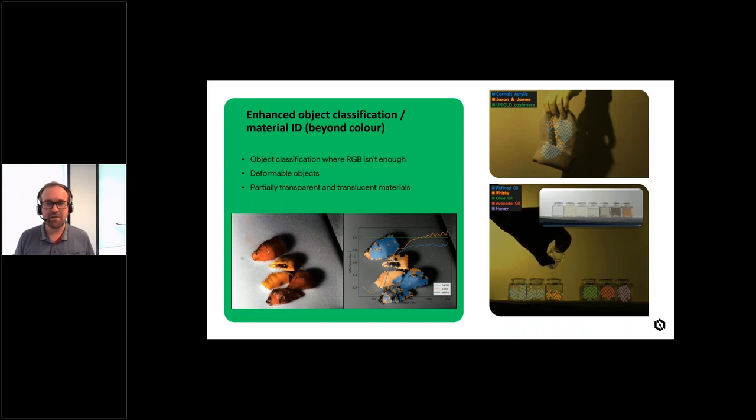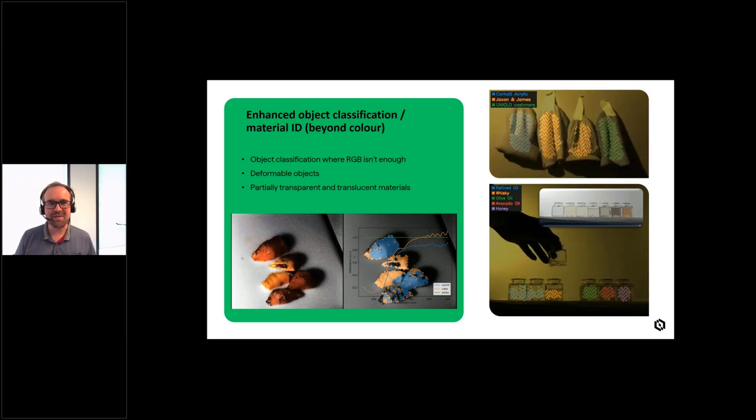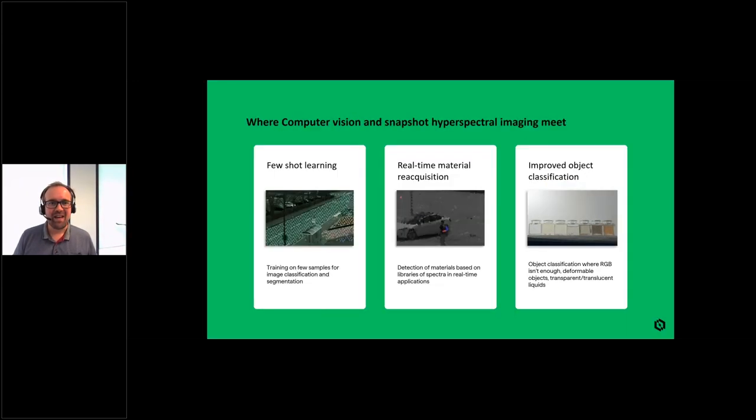Okay, I'm going to fast forward this. I think you can get the message. Hopefully, if you want to have a look online, you'll see some of these videos as well. Okay, so in summary, hopefully I've convinced you that there's some value in a snapshot hyperspectral system for these generic computer vision-based applications. I think there's still a little bit of time.